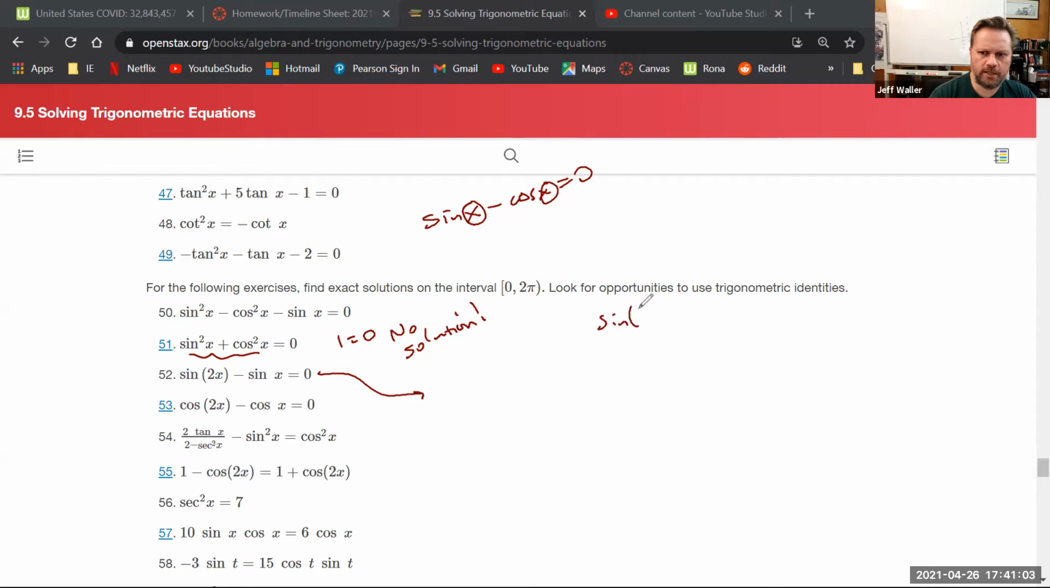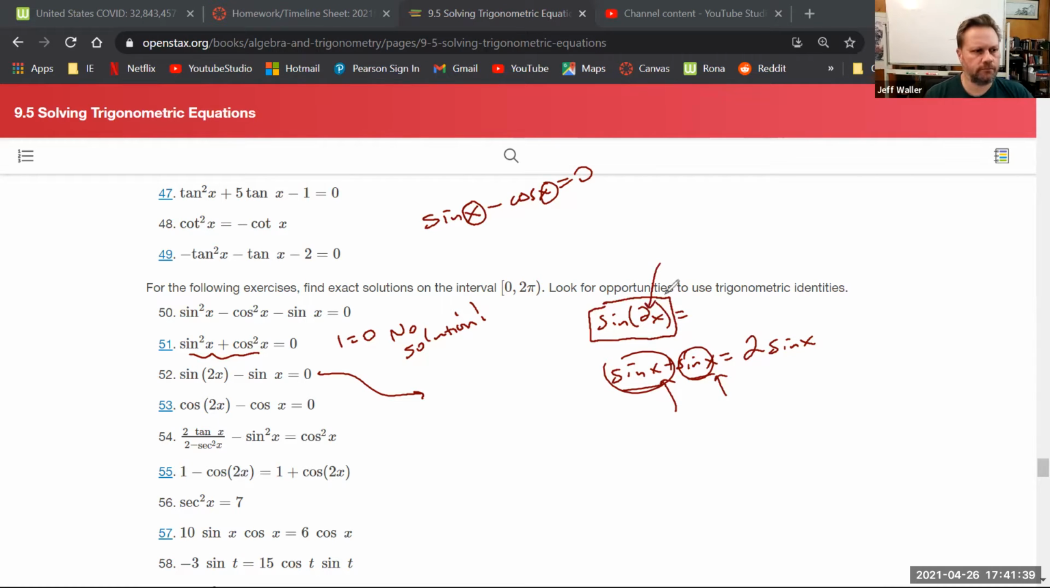What is sine of 2x? Sine x plus sine x? No. Come on. How many sine x's are there? Sine x plus sine x. How many sine x's do you see? 2 sine x. Why would this affect the inside, right? Do we have, like Rio said, an identity that deals with double angles? 2 sine of x times cosine of x.